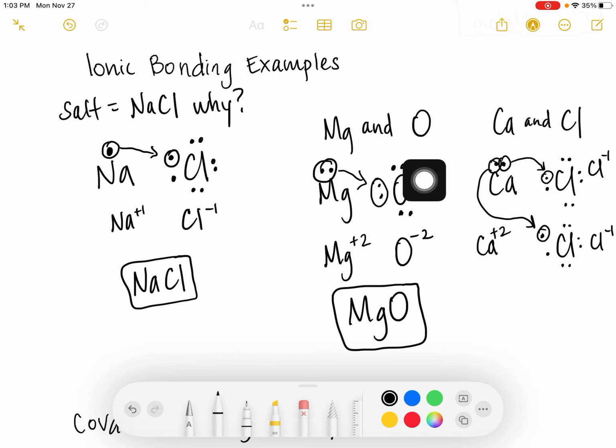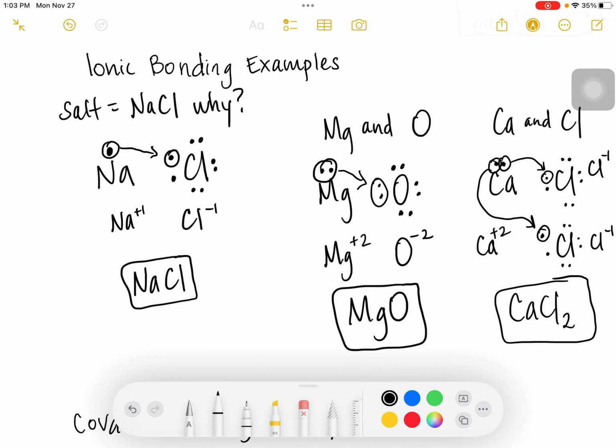And if you think about this from a charge perspective, +2, -1, -1 add to 0. And that's what we want. And so when we go to write this formula, we say there's 1 calcium, but there are 2 chlorines. And so this formula looks like this.